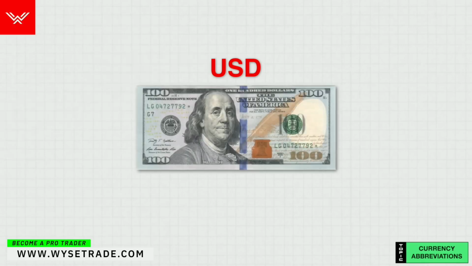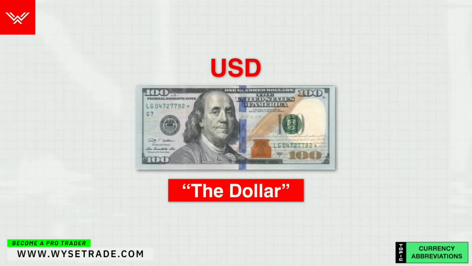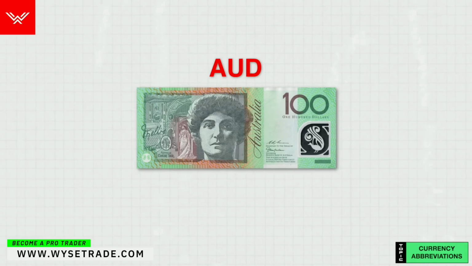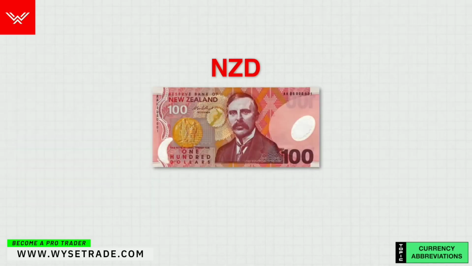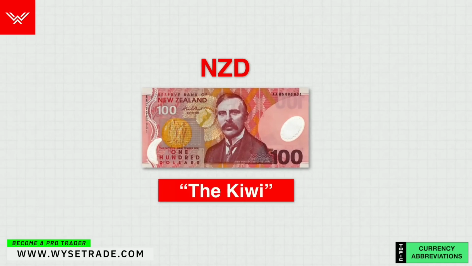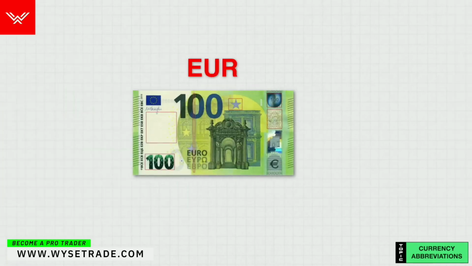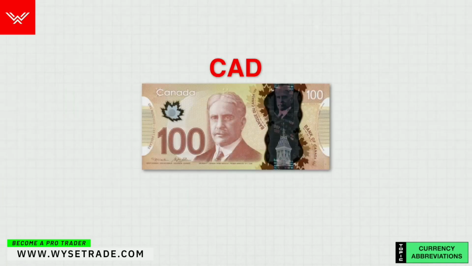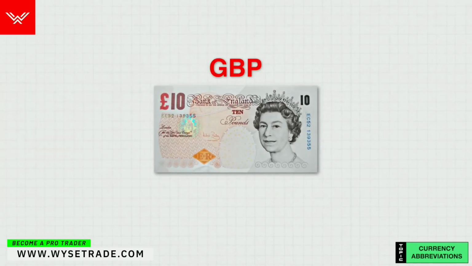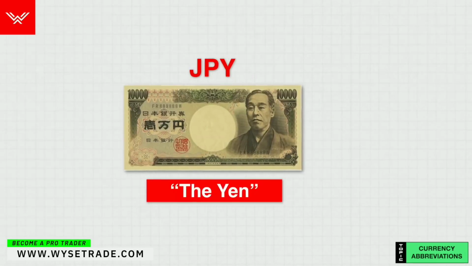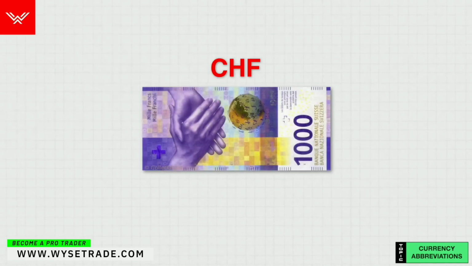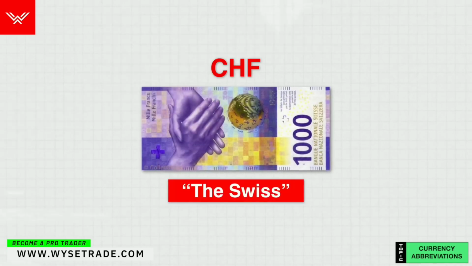USD is the US dollar, also known as simply the dollar. AUD is the Australian dollar, also known as the Aussie. NZD is the New Zealand dollar, also known as the Kiwi. EUR is the euro. CAD is the Canadian dollar, also known as the Loonie. GBP is the British pound, also known as simply the pound. JPY is the Japanese yen, also known as simply the yen. CHF is the Swiss franc, also known as simply the Swiss.